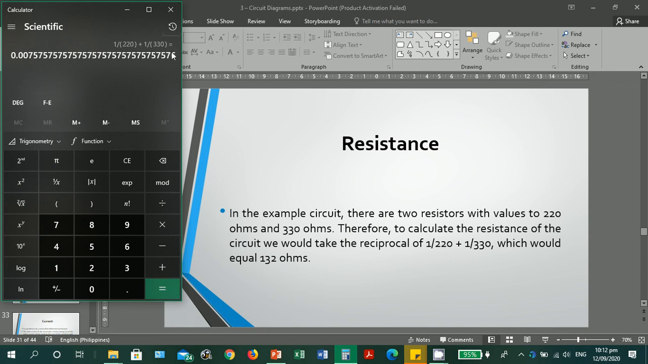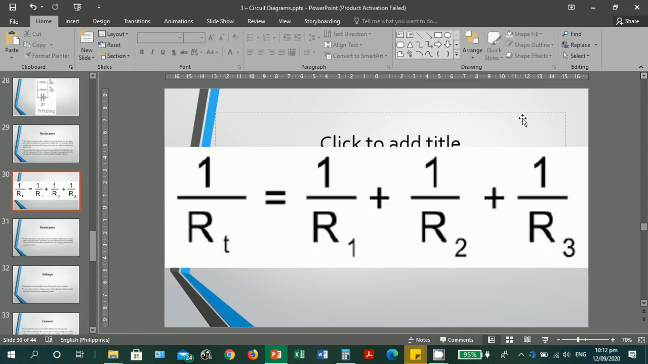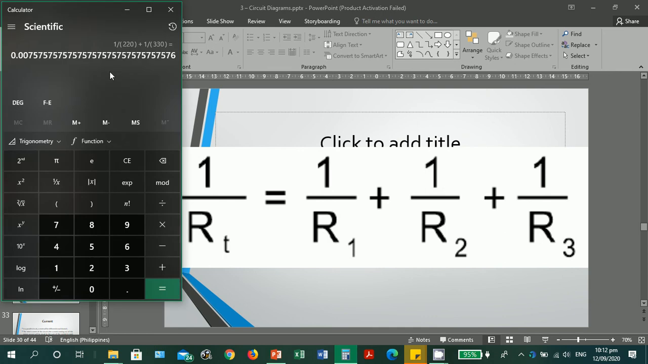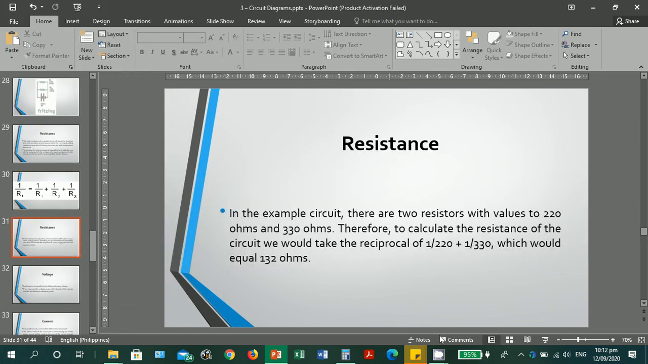So this is the sum. Actually, this is not yet the value, because as you can see with our formula, this is only the 1 over the total resistance. To get the total resistance, you have to convert it to the reciprocal again. So how are we going to do that? This is the answer, and as I've said, we get the reciprocal of this value. So you will get 132. That's why the answer is 132. Okay? Let's go back.